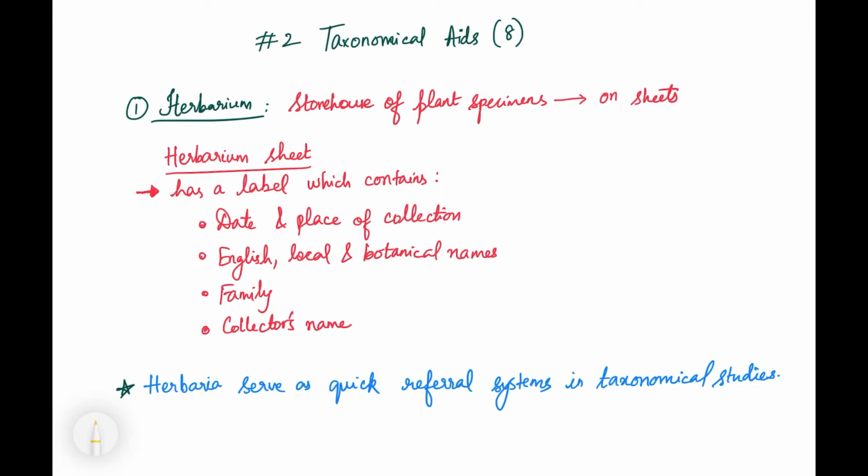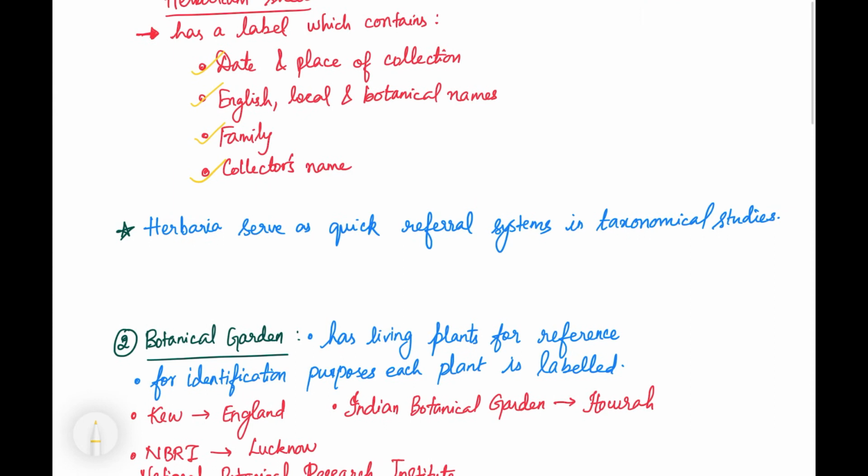Date and place of the collection. So for example, let a plant be plant A. We'll name it plant A. Now for this plant, who collected it? That will be there. Collector's name, who collected it, from where they collected it, on which date they collected it. All these will be present. The English name, local name and botanical name will be present, and the family, to what family that plant belongs, that will also be present on this label.